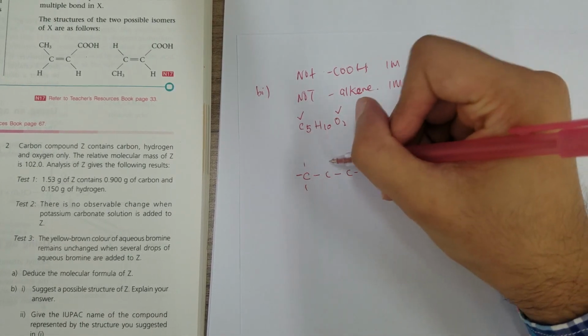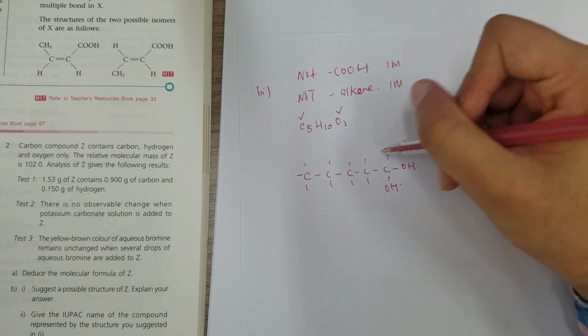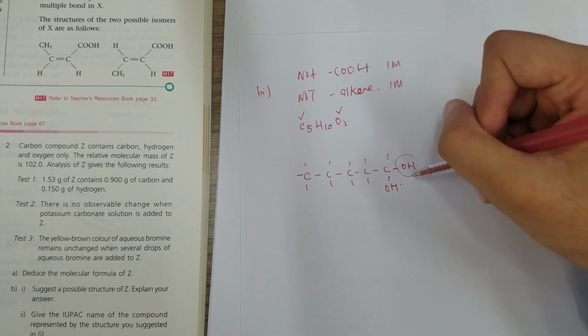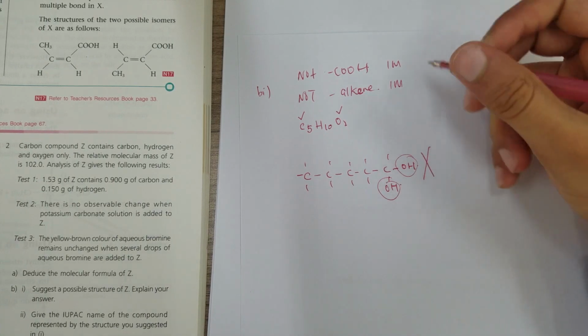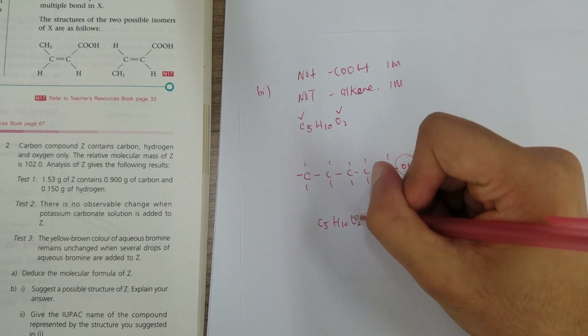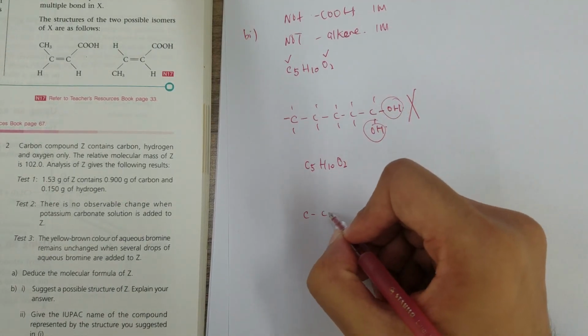So 1, 2, 3, 4, 5, 6, 7, 8, 9, 10, 11, 12. So there are 12 hydrogens. So it cannot be hydroxyl group, 2 hydroxyl group. So then we move on to the next one. Now of course there are other ways, faster ways to identify, which I'll tell you when I meet you. So let's go back again.